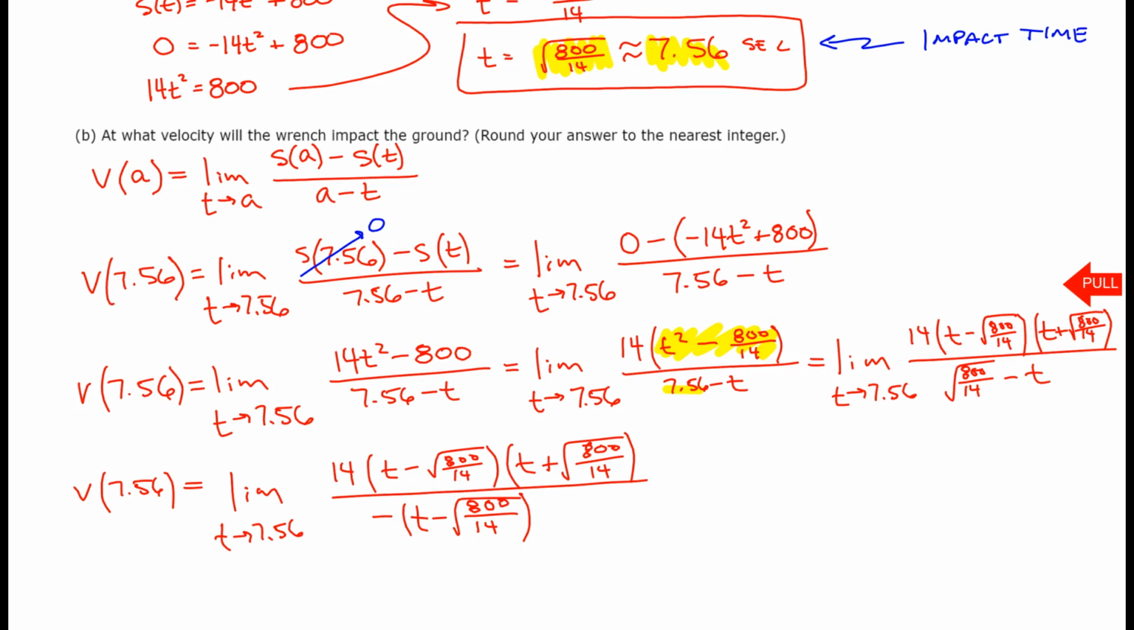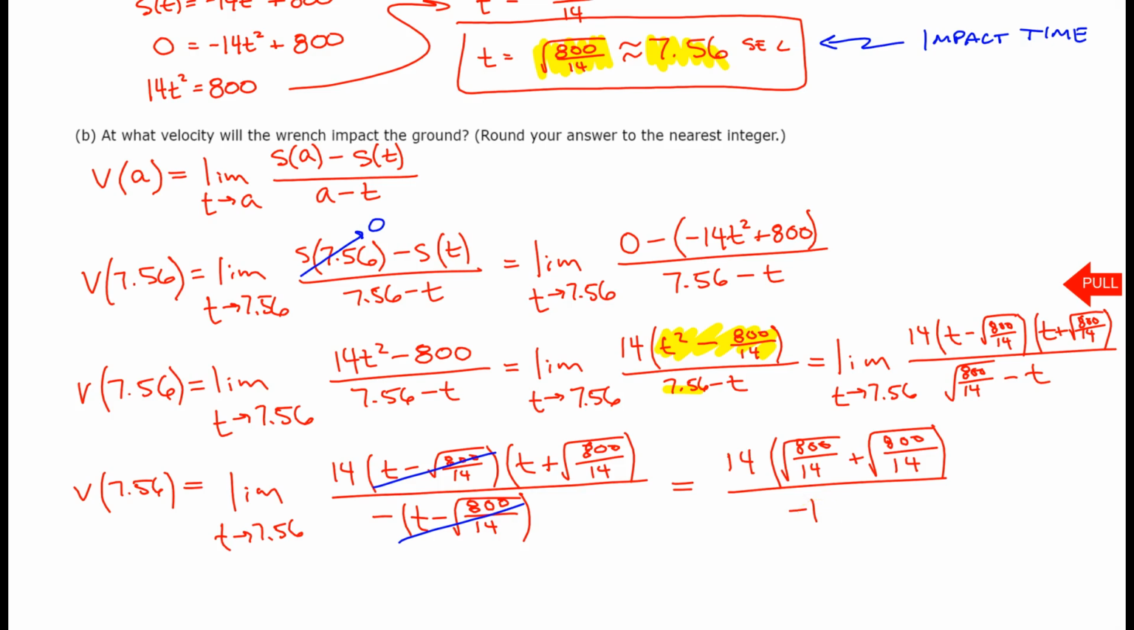becomes negative. And this, folks, is where the magic happens, because now I have a term that cancels in both the numerator and denominator, and I actually have something where I can try direct substitution again. So this limit is going to be equal to 14 times, well, t is approaching 7.56. Remember that 7.56 is the square root of 800 over 14. So I'm just going to rewrite it as that, plus that same value, square root of 800 over 14. And that's all divided by -1.